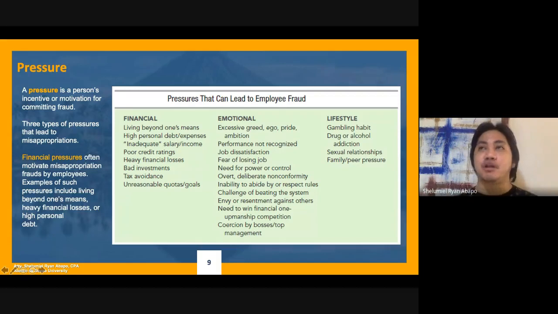So incentive or motivation, ano yung nagpupush sa'yo, para kanino ka bumabangon? Char, para kung mag-commit ng fraud, charot.